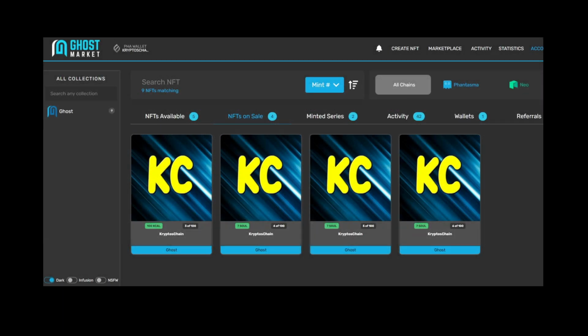Now, to talk about Ghost Market, like I said, they're on Phantasma Chain. Ghost Market is the place where you can actually sell these NFTs. And again, on Phantasma, on Neo, and also on Ethereum, I did create some NFTs as well. I have minted some NFTs for the Cryptos Chain community, as you can see here, using the logo KC. These are actually for sale. I have minted a number of them. I've set a maximum of 100, but I have only minted about 10 of them. So I'm actually selling 4 as a sample there.